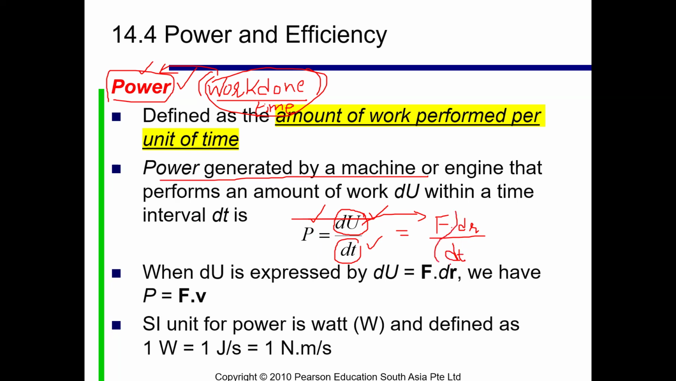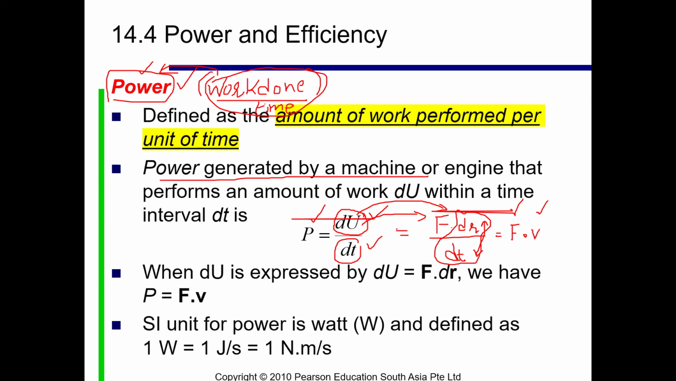Students, can you tell me what this is? If instead of writing dU, I put the definition of work done here, and then I see them together, what is this? dr over dt. What is the rate of change of displacement? Velocity. That's true. So an alternate formula for power could be F dot v. If you know the force involved and the velocity involved, you can take a dot product and calculate the power, right?